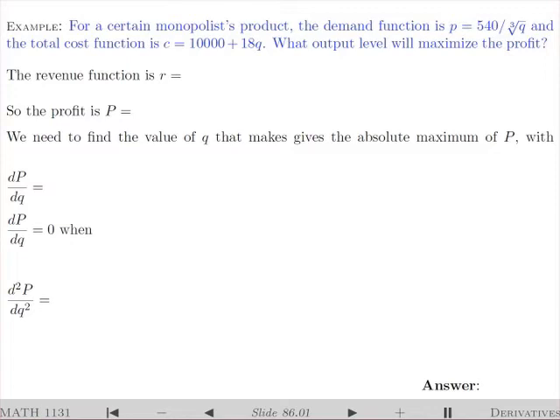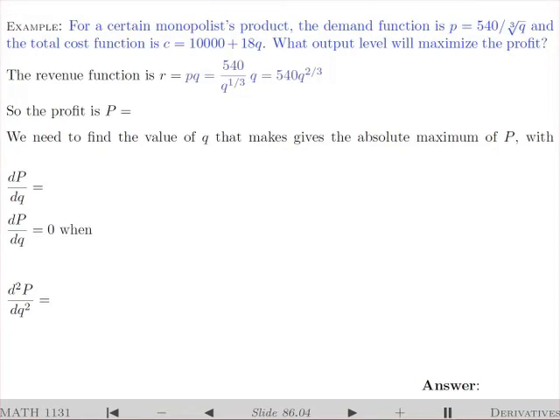So I have to first find the profit function. I will calculate that as revenue minus cost, and we will find the revenue function from the demand function, using the fact that revenue equals unit price times quantity. So first R equals PQ. P is 540 divided by the cube root of Q. So R is 540 divided by Q to the power 1/3 times Q. Q divided by Q to the power 1/3 is Q to the power 2/3. So the revenue function simplifies to 540 Q to the power 2/3.